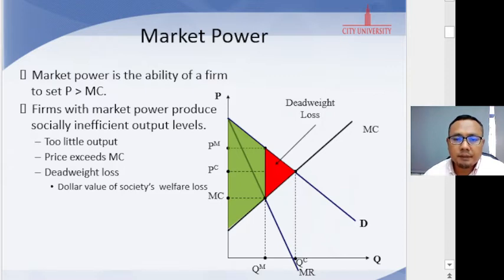So from the figure that you can see here, to see the potential benefit of government intervention in a market, consider a market served by a monopoly. The figure shows the monopoly's demand, marginal cost and marginal revenue, assuming the monopolist must charge the same price to all consumers in the market. So the profit maximizing output is QM.